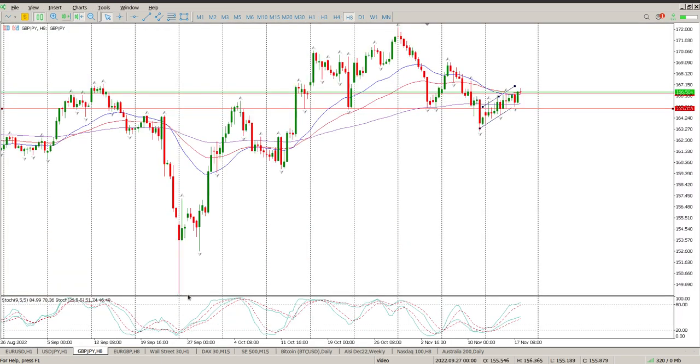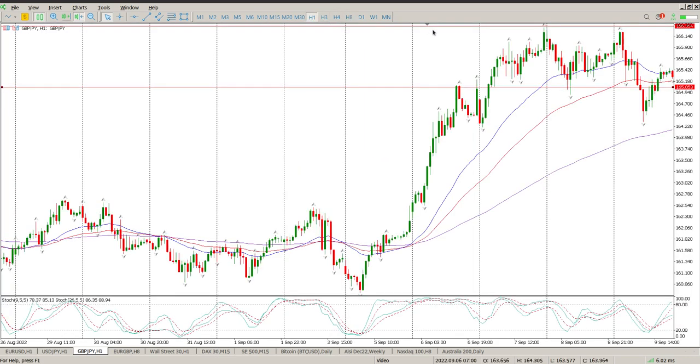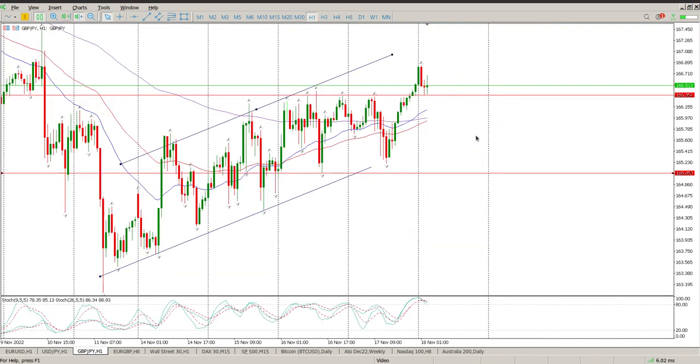Moving on to pound, British pound, Japanese yen, we're still very much in this channel. It is just squeezing tighter and tighter. We're in amongst the moving averages now. Oscillators grouped to the upside. Something is brewing here, that's for sure. Whether it's going to play out today or next week is another story.